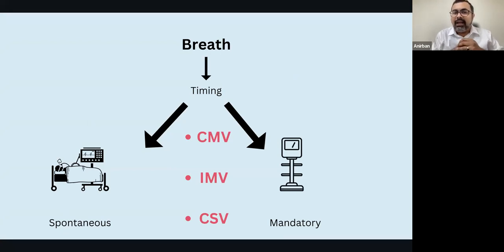If the patient lacks control in the initiation or termination, in either of them, then it is a mandatory breath. Based on this, you may have three kinds of breath sequence. All the breaths are mandatory, so this is called continuous mandatory ventilation. All the breaths are spontaneous, so this is continuous spontaneous ventilation. Or there is a mixture: some of the breaths are mandatory, some are spontaneous. Those are intermittent mandatory ventilations.